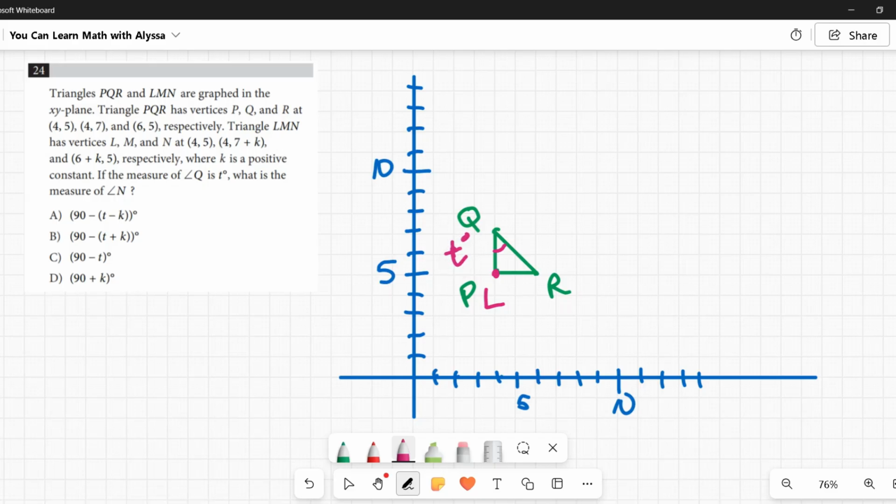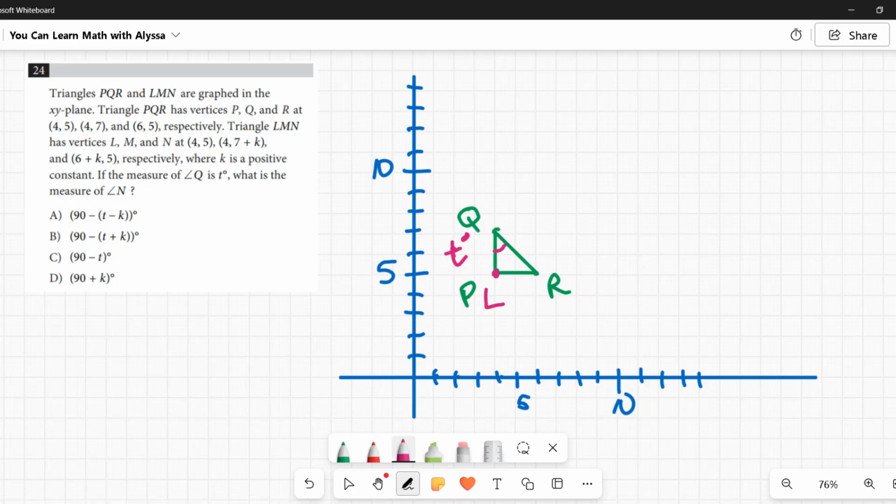And there's this K. If we look at our answers, the measure of angle N is not a number. It's all in terms of t and K. So this is one of those things where it has to always be true. No matter what K is, this is always going to be true as to the measure of angle N.